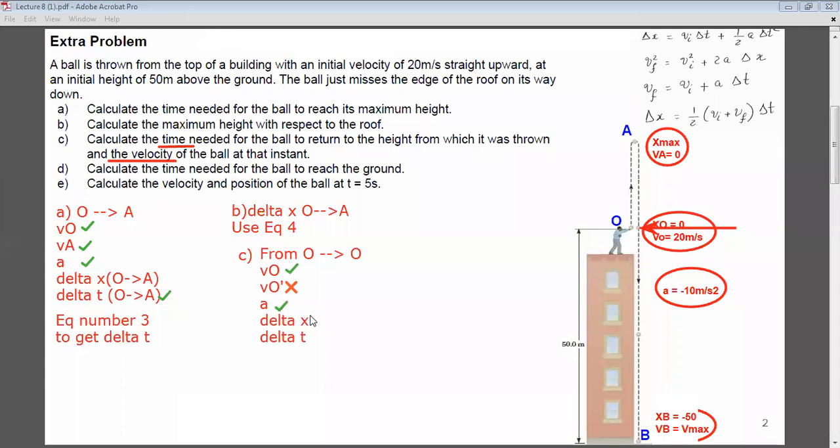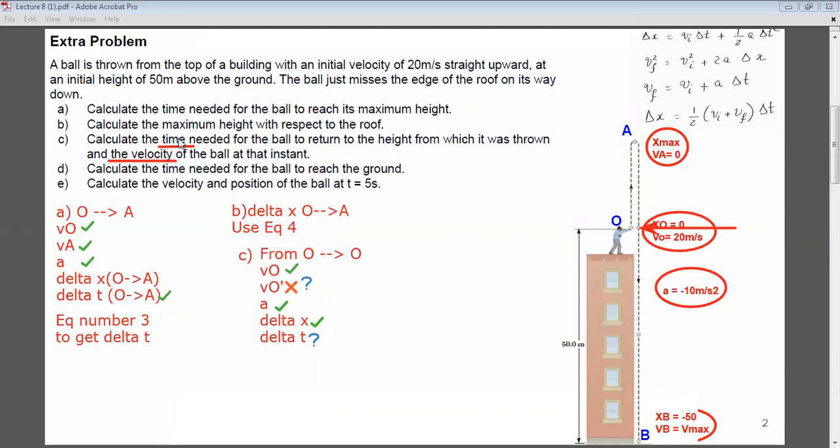Do I know delta X from O to O? Yes, I know that it is 0. So I also know this, but what I don't know is delta T. I don't know delta T, I don't know V0 prime, and these are the two things he's asking me about.